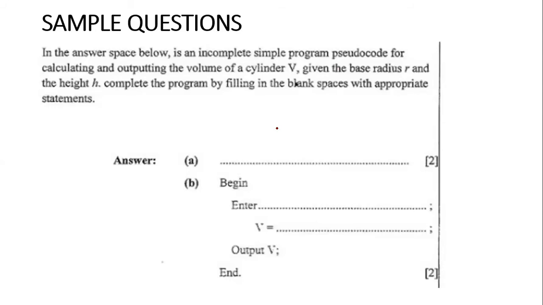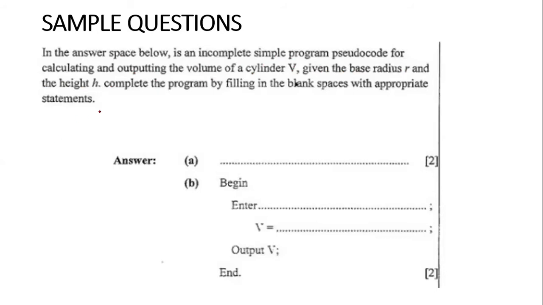Year in, year out, this is what is going to happen, even in your exams. The question reads: in the answer space below is an incomplete simple program pseudocode for calculating and outputting the volume of a cylinder V. Given the base radius and the height h, complete the program by filling in the blank spaces with appropriate statements.